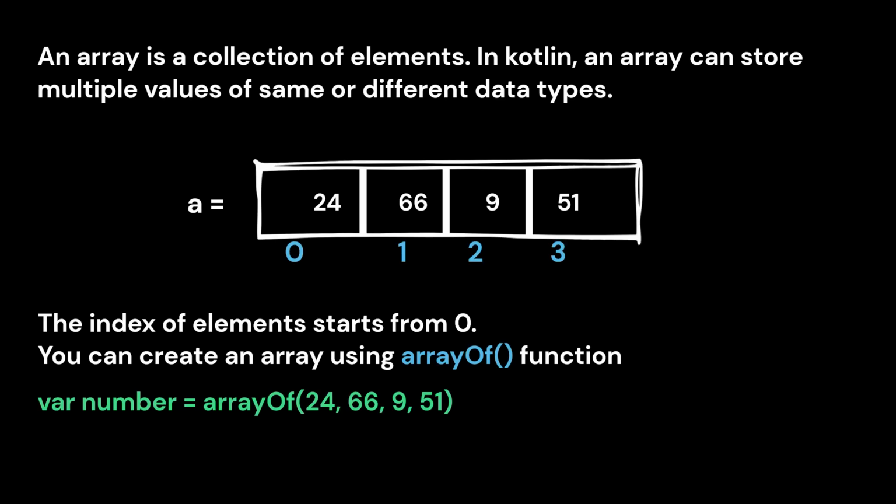An array is a collection of elements. In Kotlin, an array can store multiple values of same or different data types. Array index starts from 0. An array in Kotlin can be created using the arrayOf function.